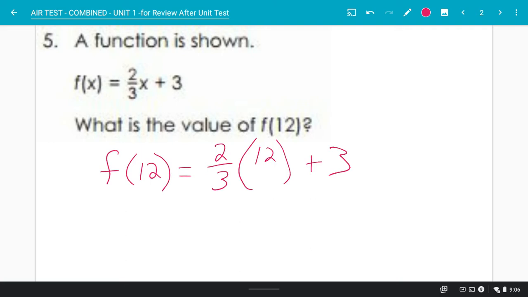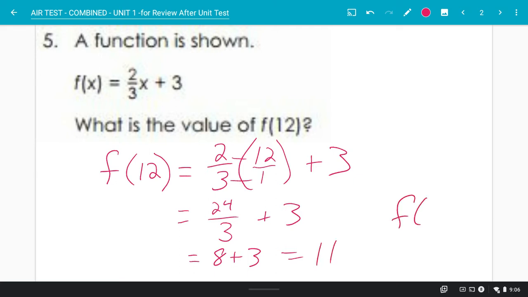I wrote my 12 a little bit funny looking, but I did that because I know I need to multiply fractions, and it's better if I'm multiplying 2 fractions. 12 is the same thing as 12 over 1, yes? To multiply that, 2 times 12 is 24. 3 times 1 is 3, plus 3. Now, a fraction is really just a division problem. What's 24 divided by 3? 8 plus 3 is 11. So f of 12 is 11.